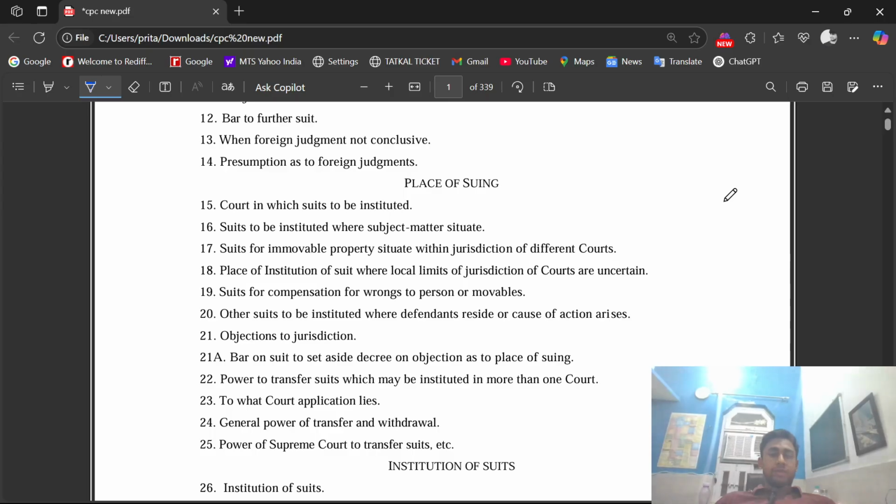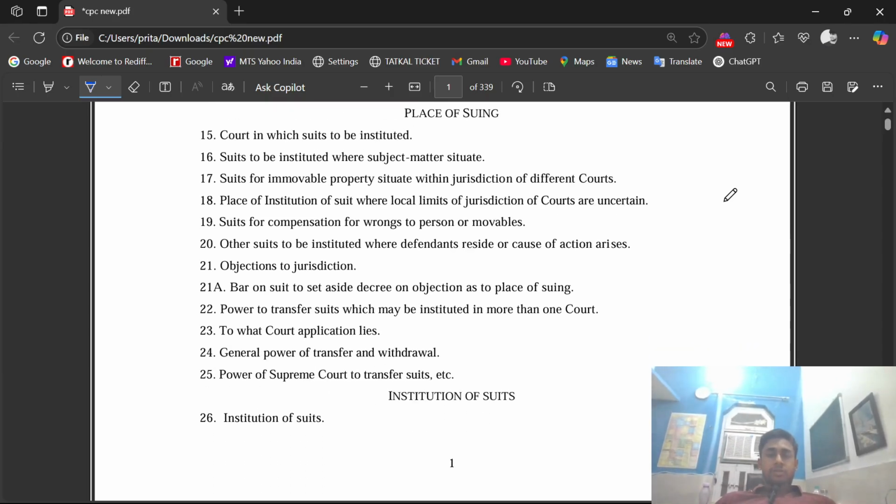Section 14, presumption as to foreign judgment. Next subheading is place of suing. Section 15, court in which suits to be instituted. Section 16, suits to be instituted where subject matter situated. Section 17, suits for immovable property situated within jurisdiction of different courts. Section 18, place of institution of suit where local limits of jurisdiction of courts are uncertain.